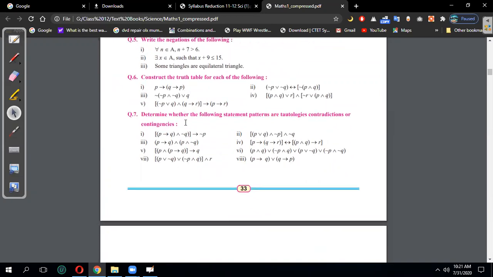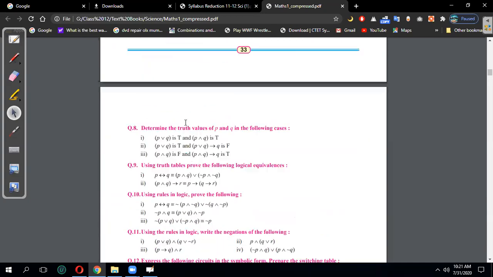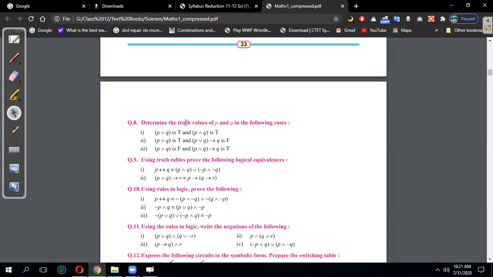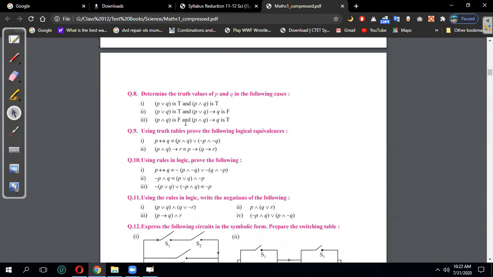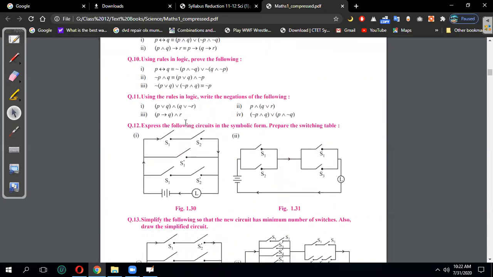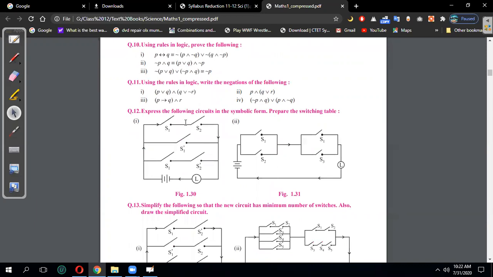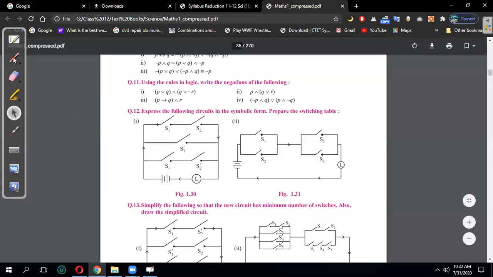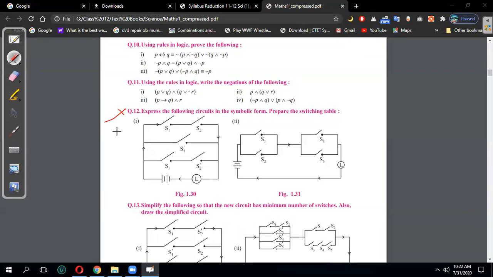Question number 7, question number 8, question number 9, question number 10, question number 11, and question number 12 is not there in your examination. So you can cross it in your textbook. It's not going to be asked. Everybody understood? Question number 12 is not a part of your homework. Hello, everybody getting it or not?